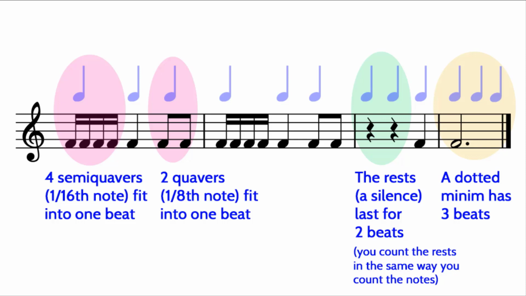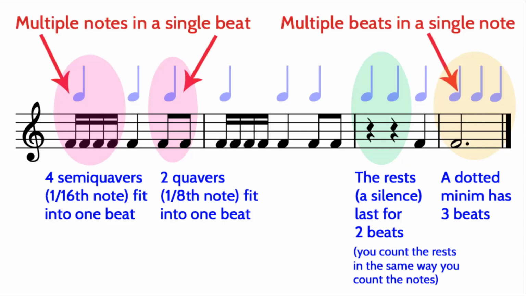Let's listen to that. 1, 2, 3. 1, 2, 3. These examples are instances where there are multiple notes in the rhythm fitting into a single beat. Now, let's look at the last bar and my yellow oval. This is the reverse. Here, there are multiple beats fitting into a single note. The dotted minim lasts for 3 beats. 1, 2, 3.